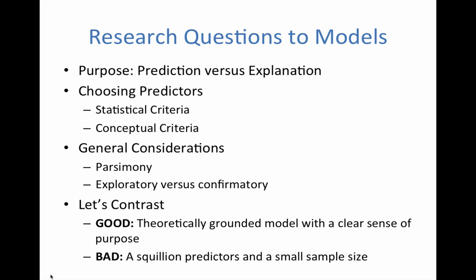Okay, so there's that distinction between prediction and explanation. You can also think about the concept of parsimony, about how many predictors you want to have in your model. Often you want to have better explanation, but you don't want to throw in too many redundant predictors. You want to have a nice, concise model that clarifies phenomena.